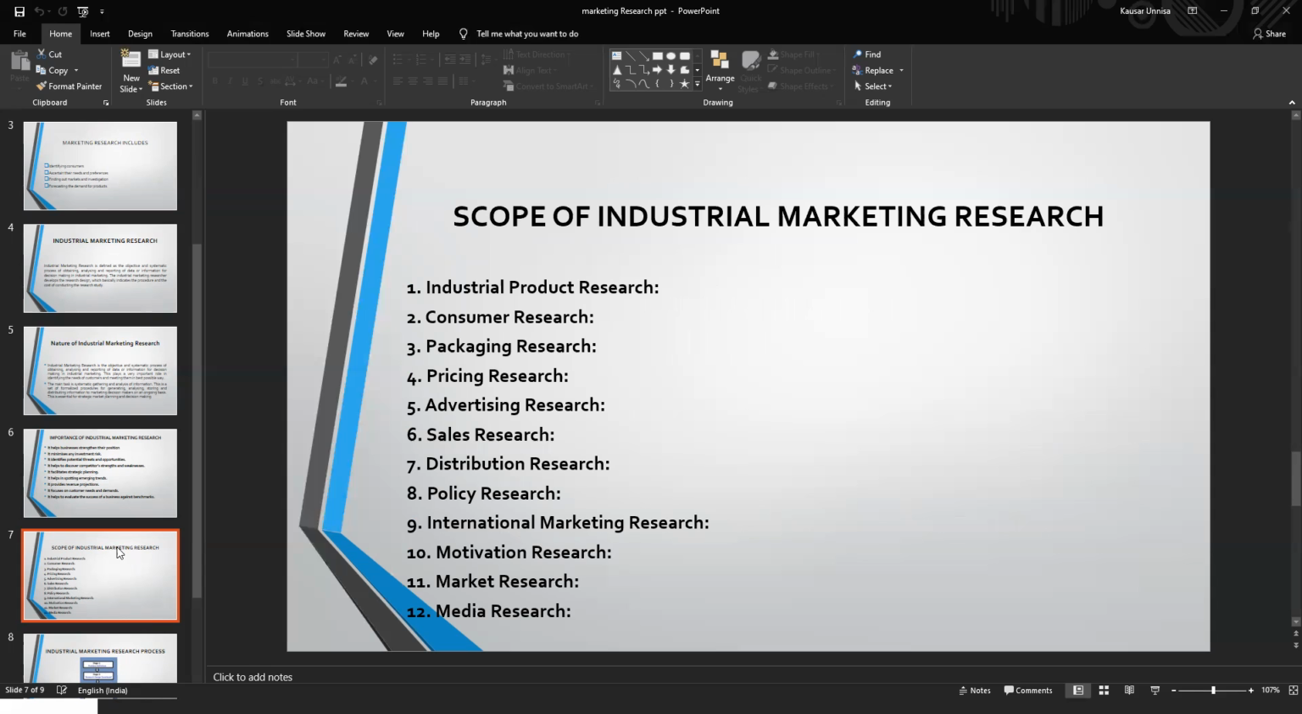In which areas can industrial marketing be seen? Let us see some of the types of research we will come across in industrial marketing. The first one is industrial product research. Product means the goods and services sold to consumers, and it includes consumer products as well as industrial products. Product research studies the individual product, and also studies the marketing of the product.